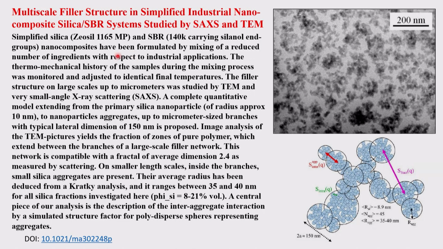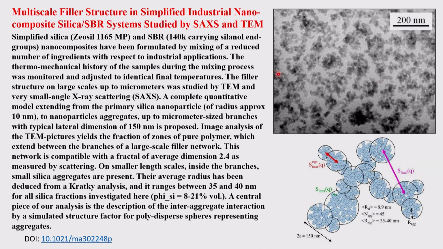So the filler structure on large scales up to micrometers was studied by TEM and very small angle X-ray scattering. Then you get a model, and you try to fit it using various dimensions, etc. Try to compare these with this one. Yes, you could find in these a larger one, a smaller one, and the overall cluster with the branching. You see the branching this side, branching this side, branching this side. So these have been fitted using the SAXS measurements.